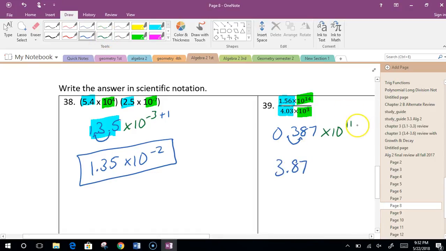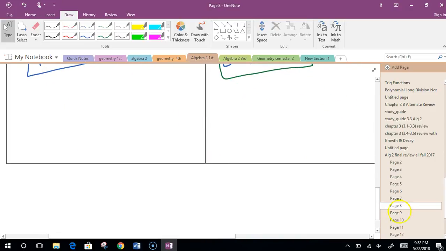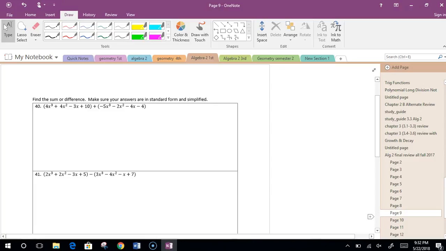But if we move to the right, we need to subtract 1 from the exponent. So this would be times 10 to the 10th power. And that would be our final answer there. Okay, on to the next page.